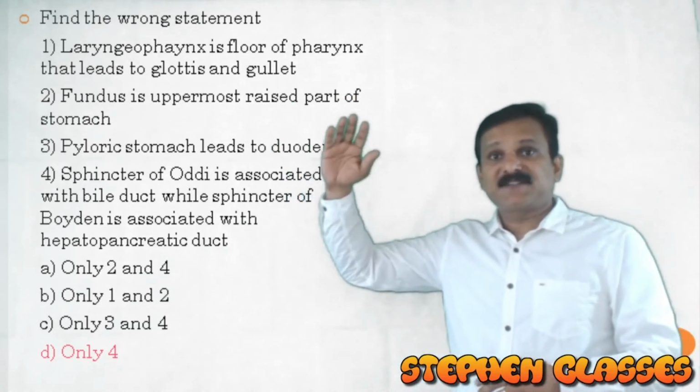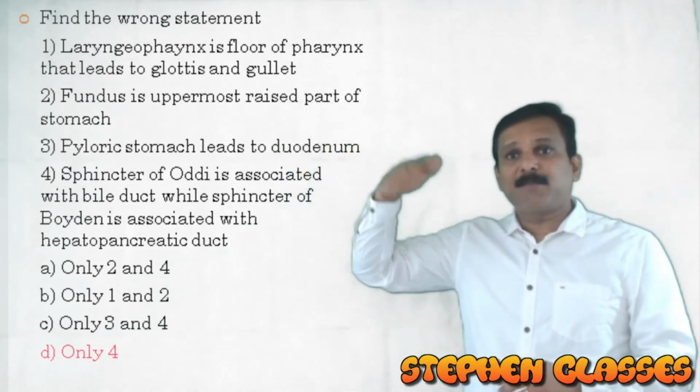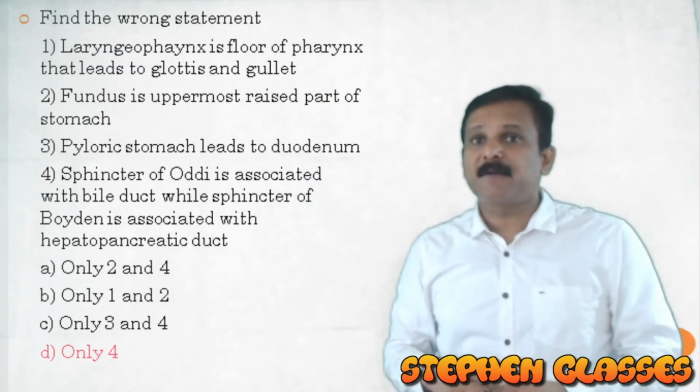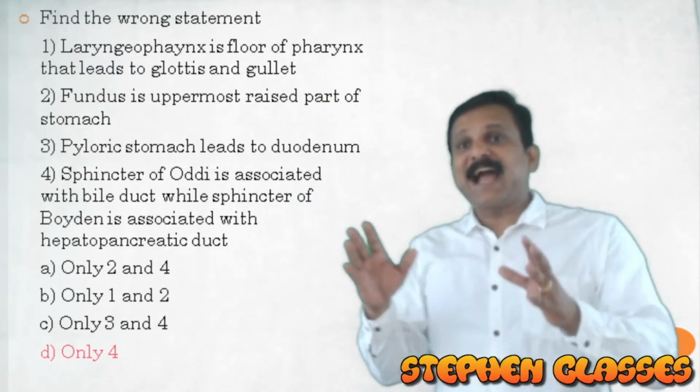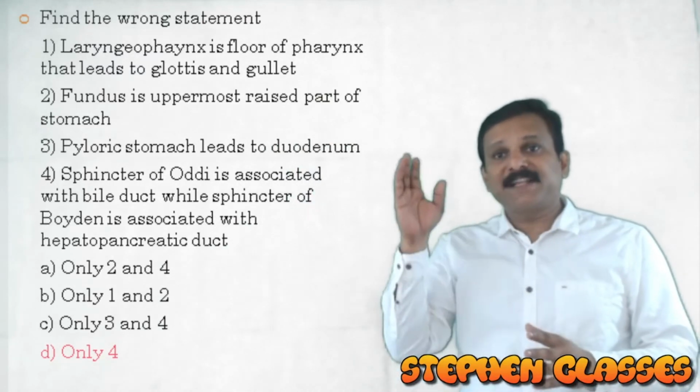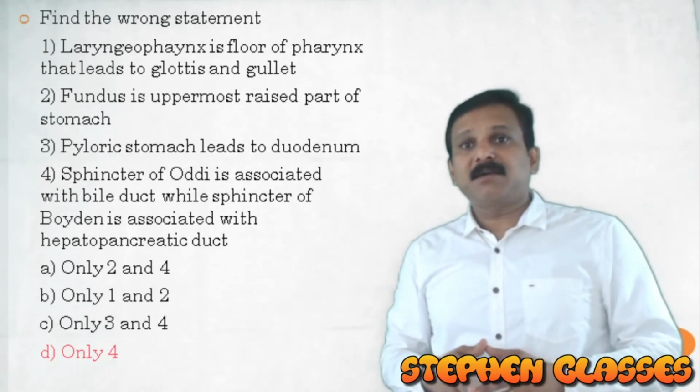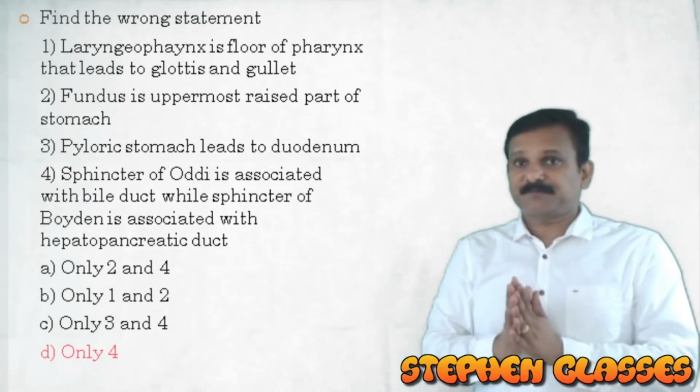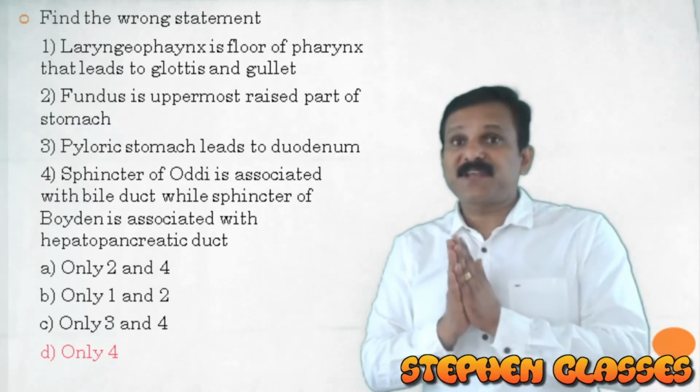That is true. You can learn about the different regions of the stomach. You can easily identify them. In your textbook there is a diagram. Pyloric stomach leads to duodenum. That is also true. Now what about the fourth statement?